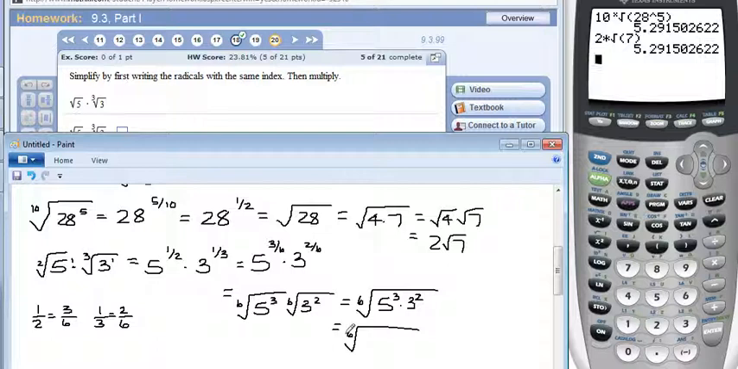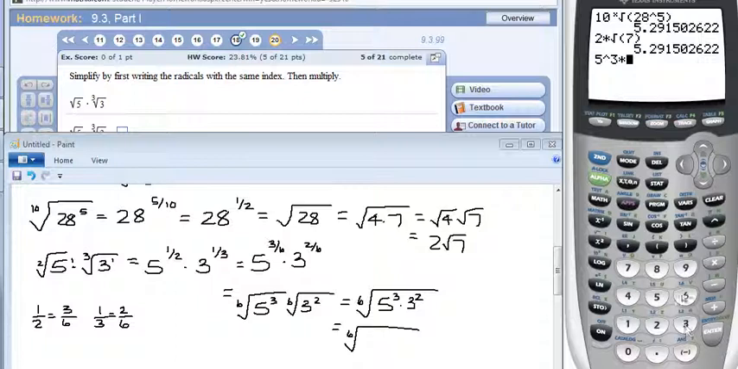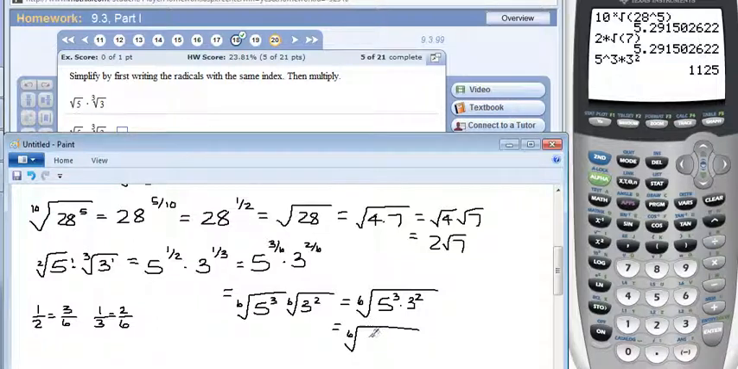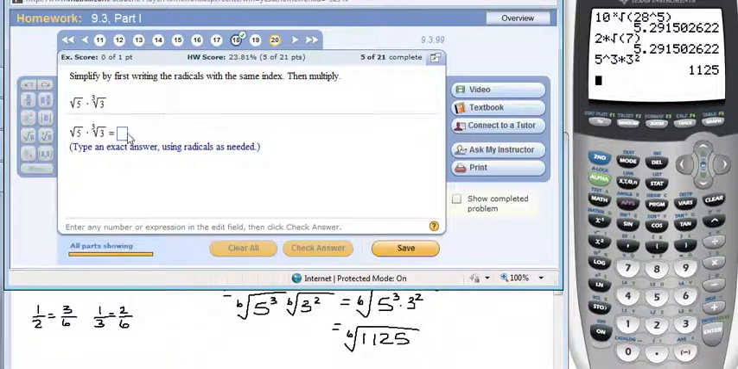I'm thinking it's going to want the 5 cubed times 3 squared. I don't know. 1125. Now I'd also have to check to see if I've got a perfect sixth within that. I don't know. I have no idea if I do. I'm guessing I don't. Let's just see.